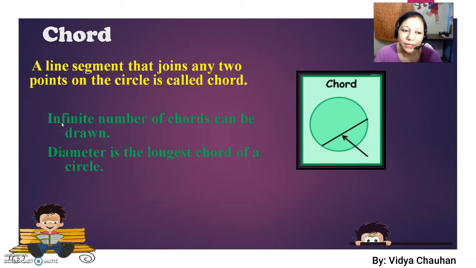Just like diameter and radius, we can draw an infinite number of chords in a circle. At the same time, a very important point to be noted is that the diameter is the longest chord of a circle. So the diameter is always the longest chord of any circle.